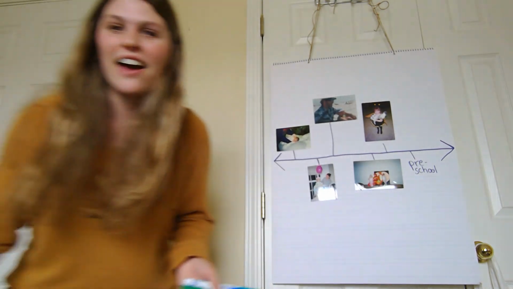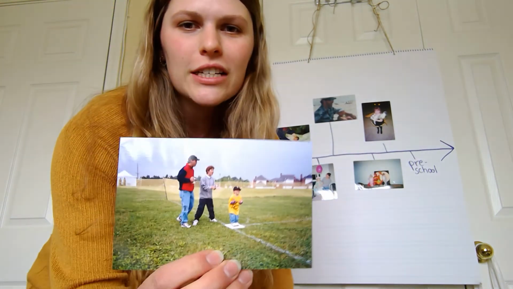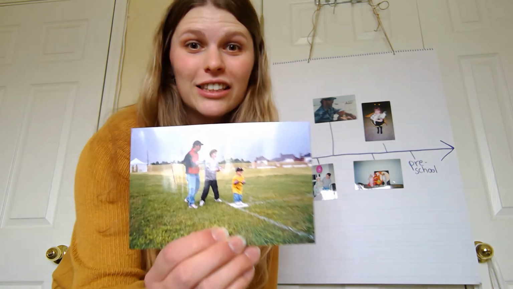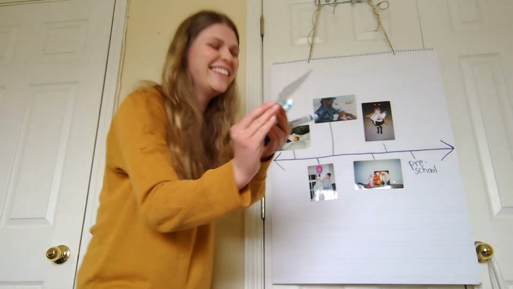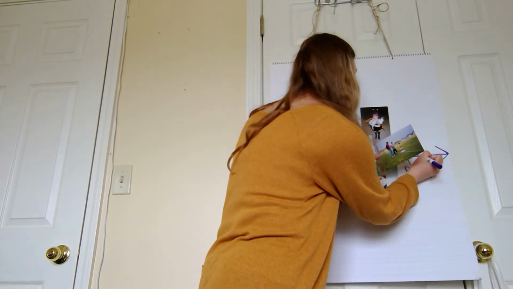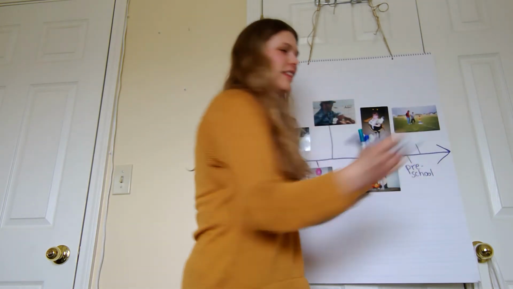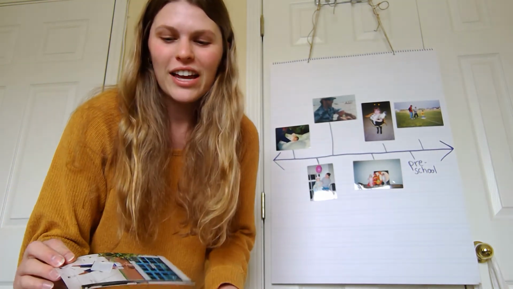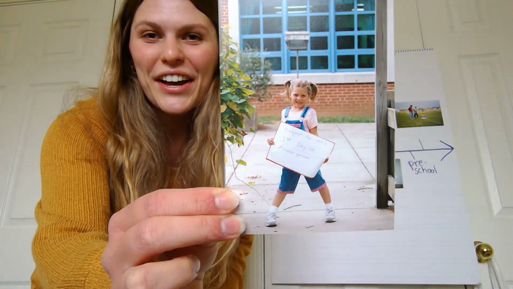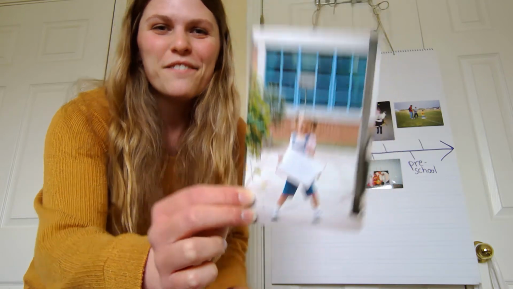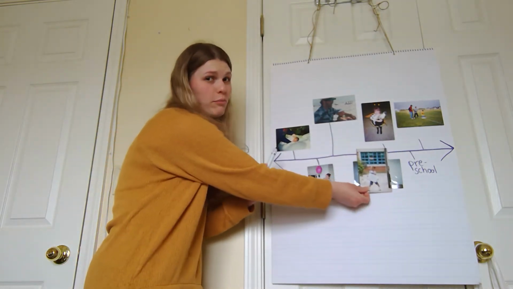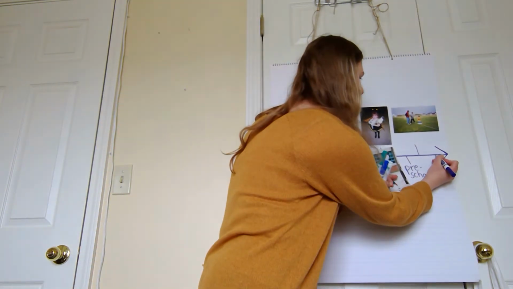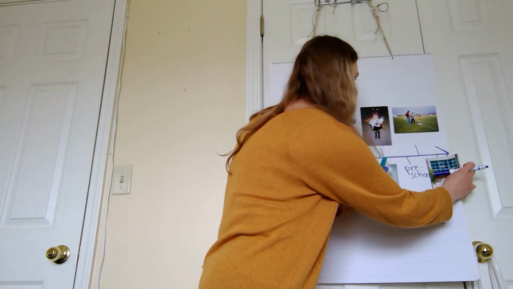The next event that I have a picture of is my first T-ball team. There I am. I don't know if I'm really playing T-ball. It looks like I'm just clapping my hands. I'm going to put that after preschool. There I am. The next event that I have a picture of is my first day of kindergarten. Now, did I go to kindergarten before preschool? Nope. I went after. So that's going to go right here after preschool.